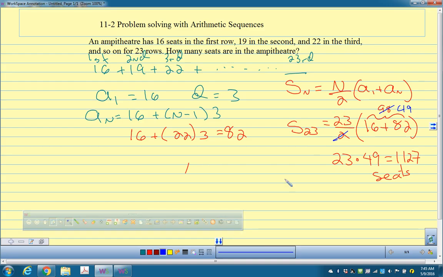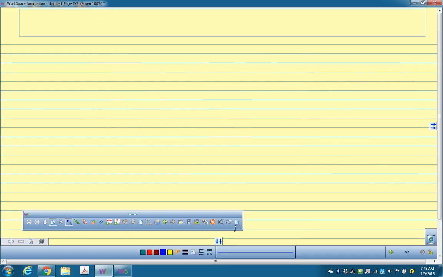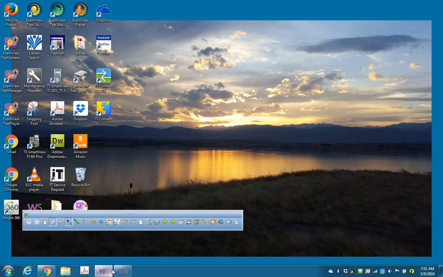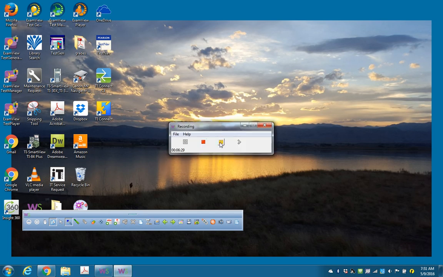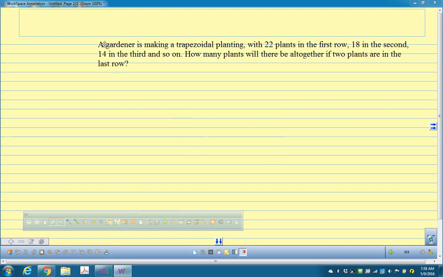Next problem, and then we'll be done. So we're going to do one more example problem. We're going to pause here while Mr. Leader gets... So we're moving on to this problem. A gardener is making a trapezoidal planting with 22 plants in the first row, 18 in the second, and so on. You guys know what a trapezoid looks like?